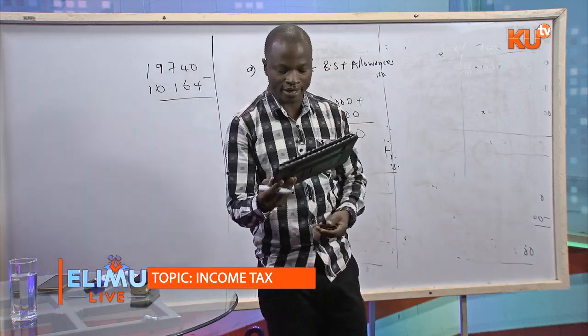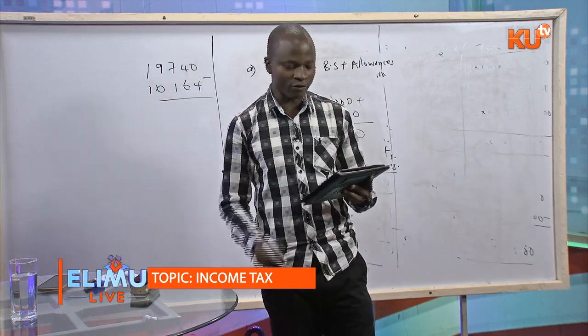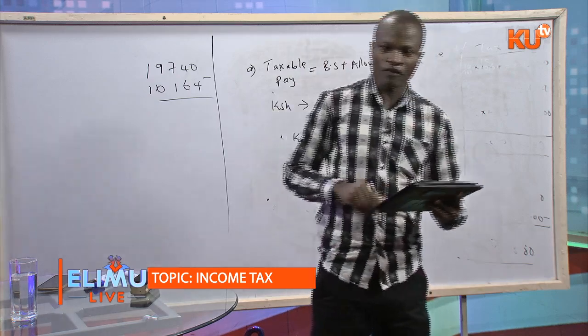Now, if you leave it here, you will not have answered the question because it said his taxable pay in Kenyan pounds. Why are we insisting on pounds? The table is not given in shillings. So we have to convert this into Kenyan pounds. So what do we do? How do we convert to Kenyan pounds?